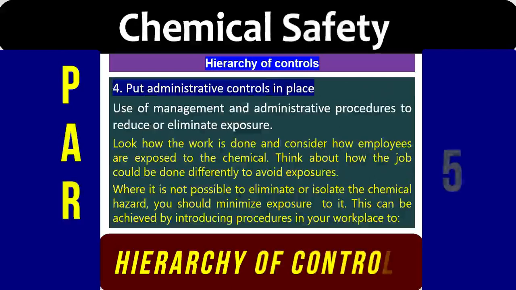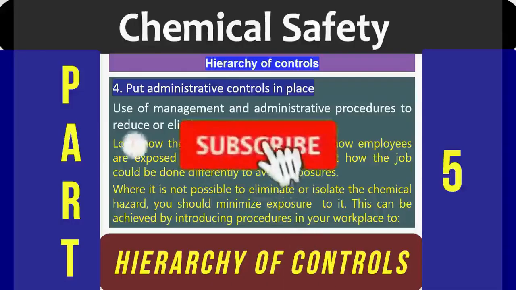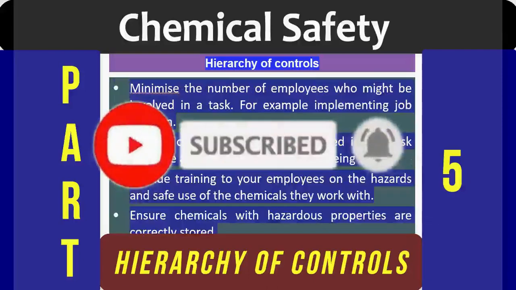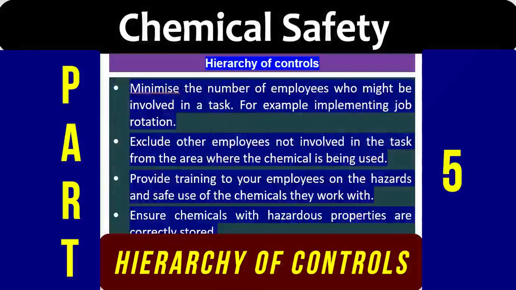Point number four in the hierarchy of control is put administrative controls in place. Use of management and administrative procedures to reduce or eliminate exposure. Look at how the work is done and consider how employees are exposed to the chemical. Think about how the job could be done differently to avoid exposures. Where it is not possible to eliminate or isolate the chemical hazard, you should minimize exposure to it. This can be achieved by introducing procedures in your workplace to minimize the number of employees who might be involved in a task.